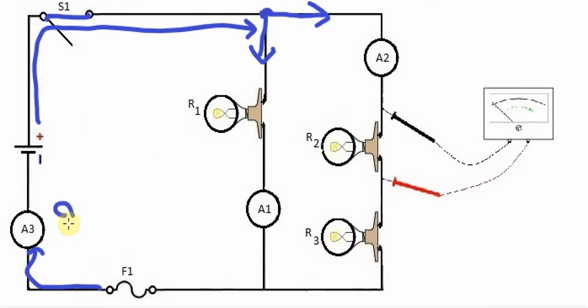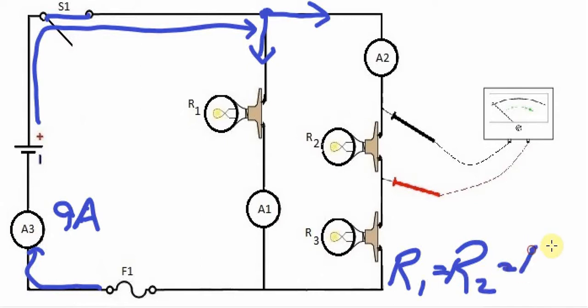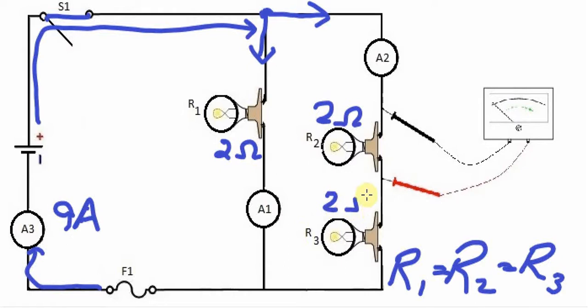So if I know that the current is 9 amps flowing through A3, and if I know that resistor R1 is equal to resistor R2 is equal to resistor R3. So for example, if I know that the resistance here is 2 ohms, and the resistance here is 2 ohms, and the resistance here is 2 ohms.